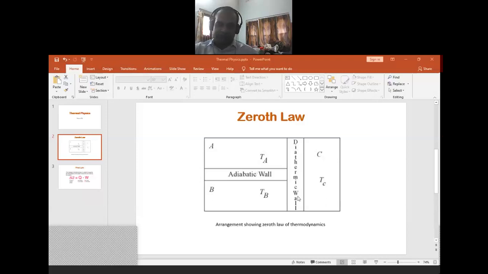So TA and TB will be at thermal equilibrium, although there is an adiabatic wall separating them. It doesn't matter, heat does not pass through the adiabatic wall. But since there is the third system C, all these three thermodynamic systems, TA, TB and TC, will be at the same temperature, or they will achieve thermal equilibrium. So basically this is the zeroth law of thermodynamics.